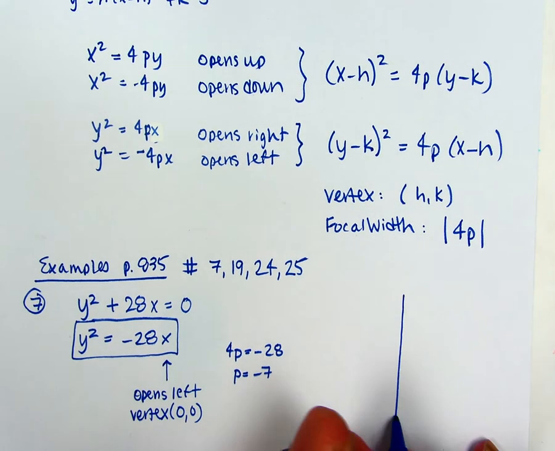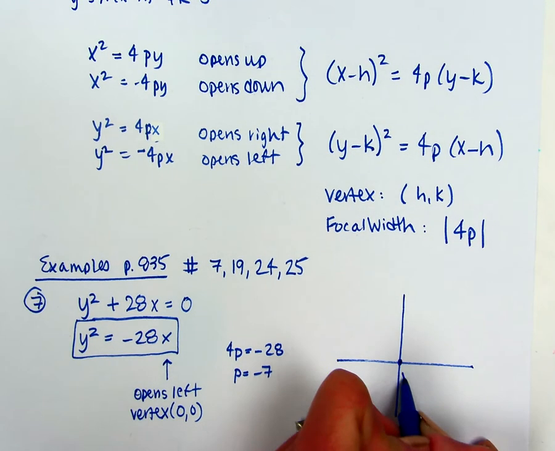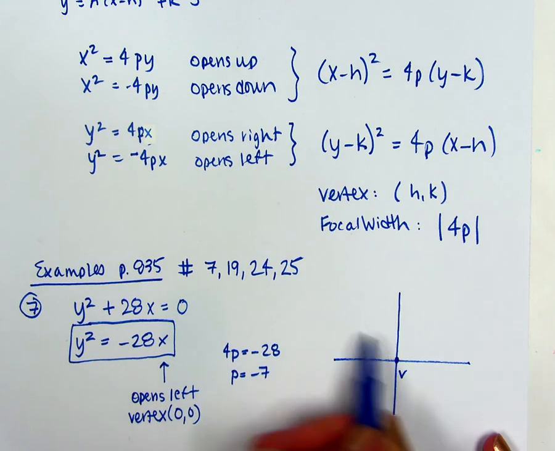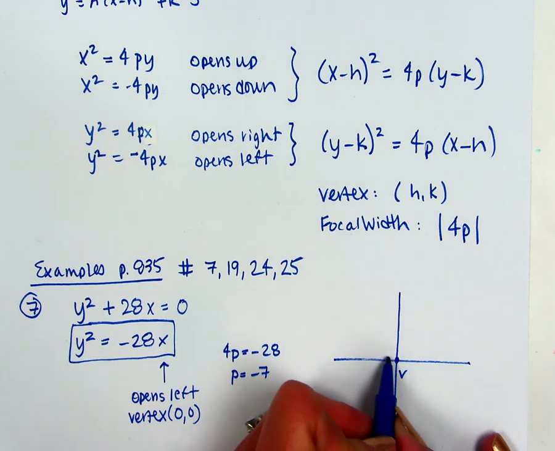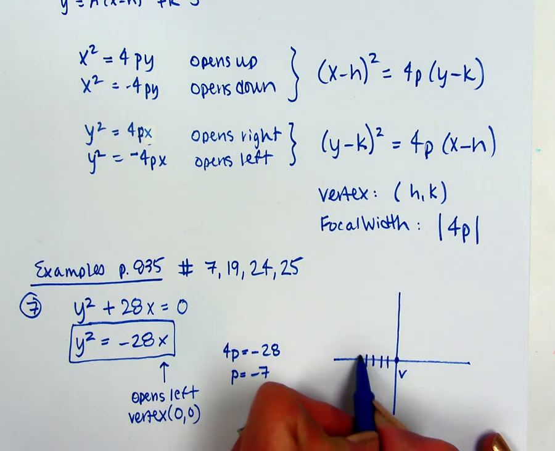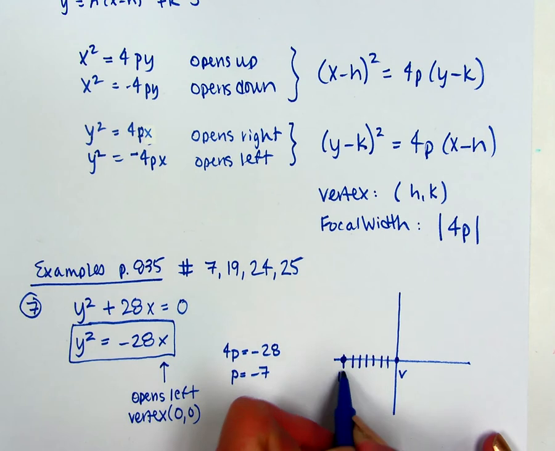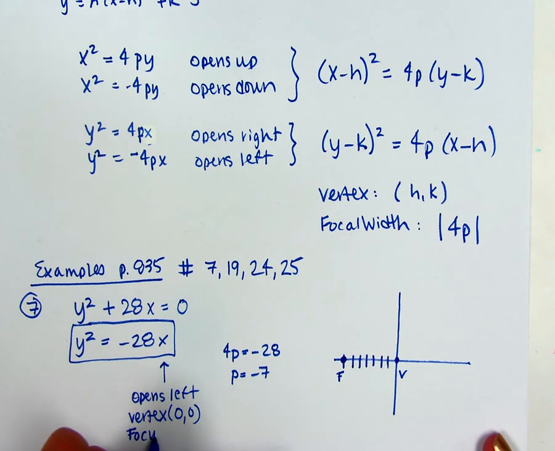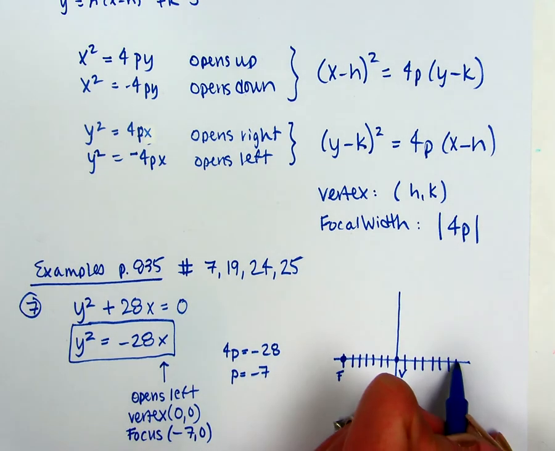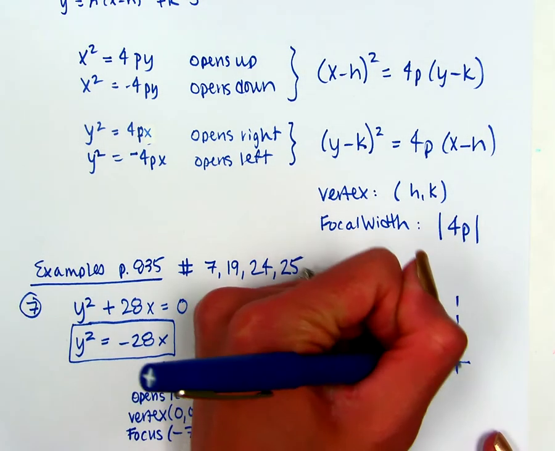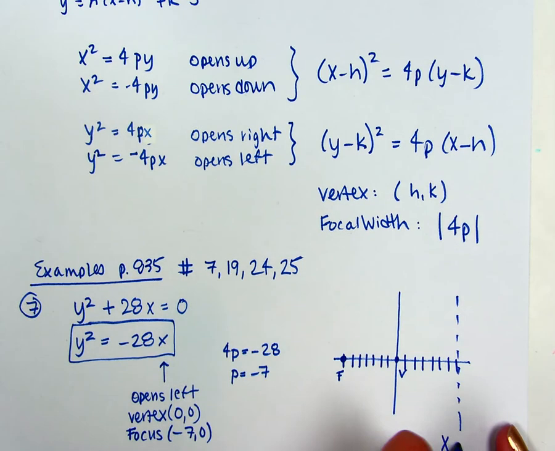All right, so I'm going to start at 0, 0. I'll label that as my vertex. It opens to the left. So since it opens to the left, my focus has to be on the left side, and it should be p units away. So here's my focus. That's at -7, 0. My directrix should be the same distance away. Now the directrix is a line, so that's a vertical line at x equals 7.